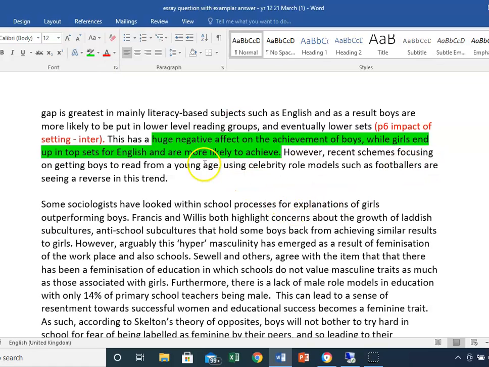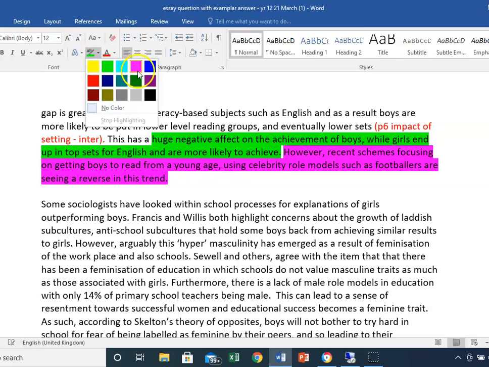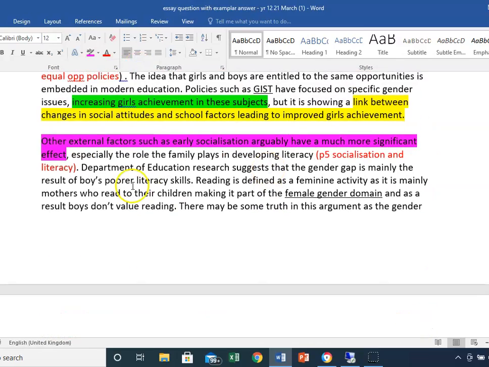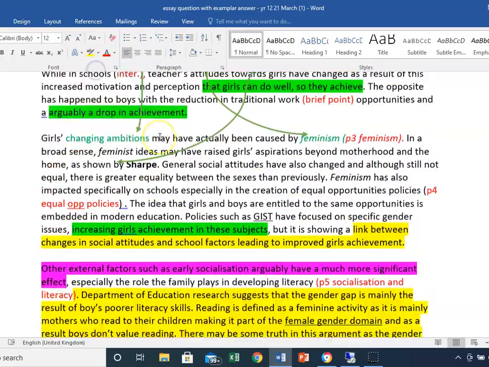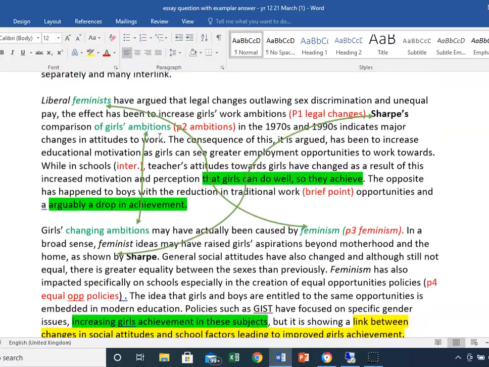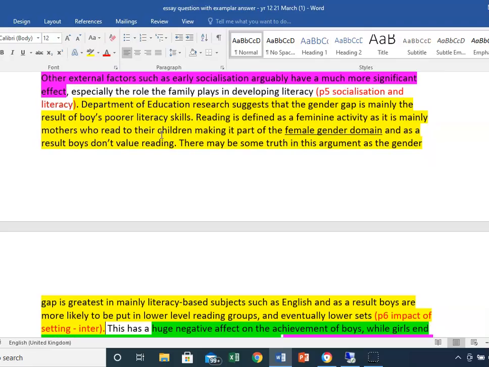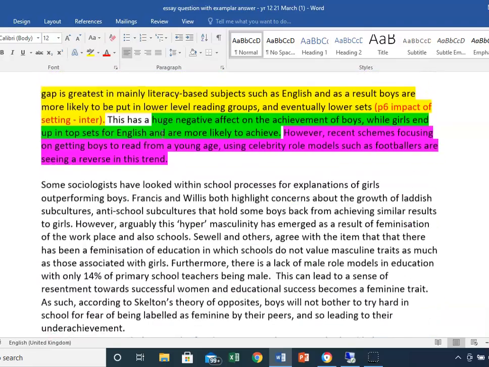However, recent schemes focusing on getting boys to read from a young age using celebrity role models such as footballers are seeing a reverse in this trend. Okay, so I'm just going to do that as quite decent evaluation there. And I would say that this point definitely drifts into much better sort of analysis. Okay, going into a bit more depth. Prior to this, these 2 points have been excellent, but I'd say this is a lot more analytical, connecting a lot more ideas. I like it.